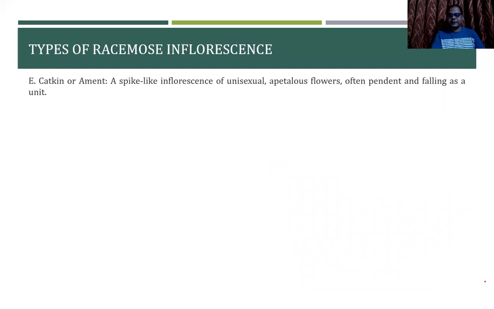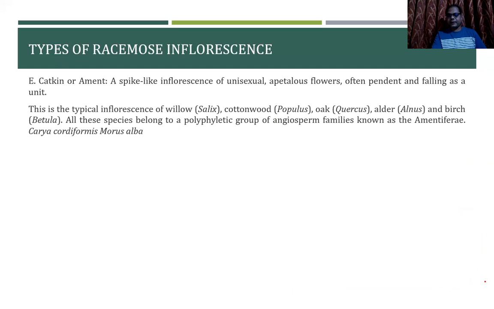Another kind of inflorescence is the catkin, a spike-like inflorescence with unisexual apetalous flowers, often pendent and falling as a unit. This is a typical inflorescence in the case of Salix, Populus, Quercus, Alnus, and Betula. One of the species belonging to the family Moraceae is Morus alba, the mulberry. So the mulberry flower has the catkin kind of inflorescence.